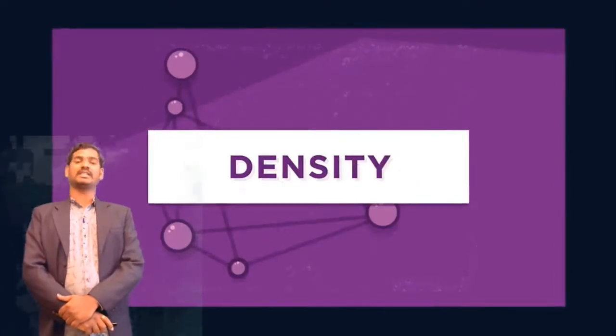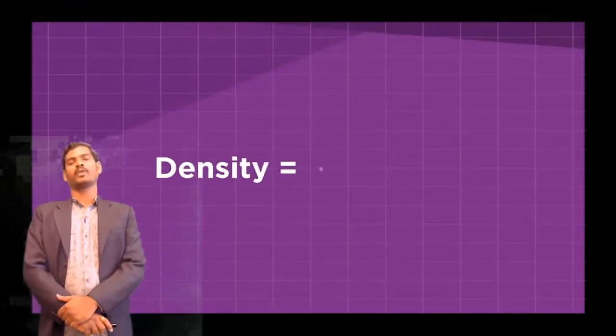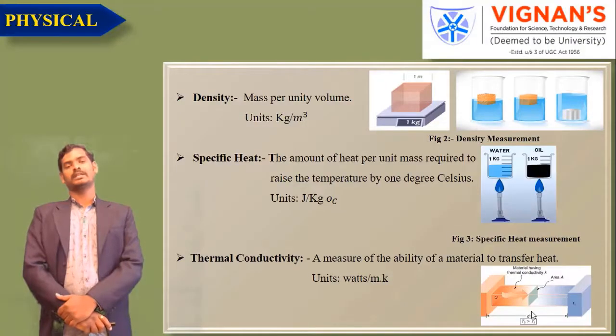Okay, coming to the physical properties. What is the first one? Density. What is the definition of density? Mass per unit volume. For understanding density, I am showing one example here.